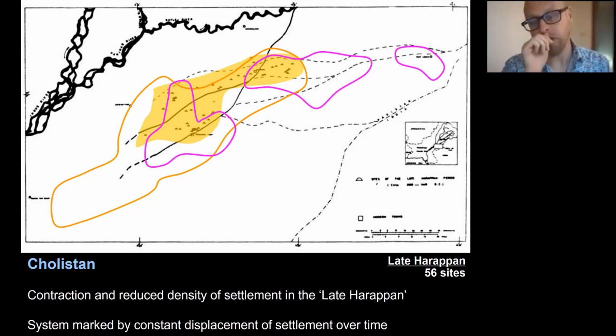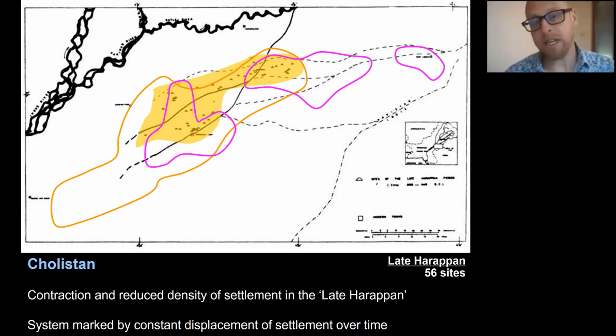However, if you look at this data and consider that the earliest sites are the ones within the pink shapes, the urban period sites are the ones in the zone with orange shapes, and then in the post-urban period we see a contraction and reduction of settlement locations. So what this highlights in many ways is long-term change in where settlements were located.